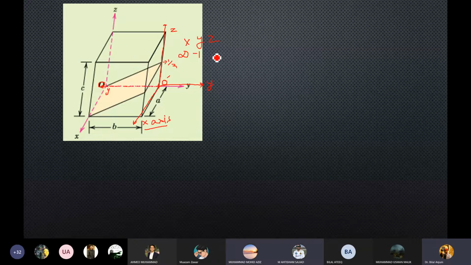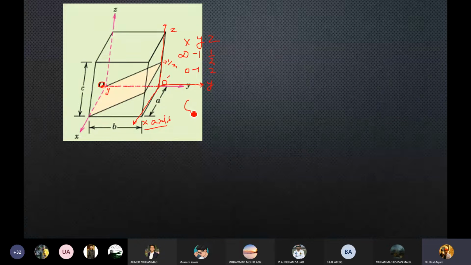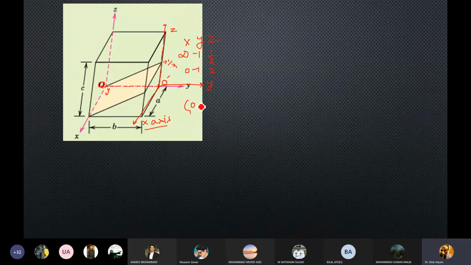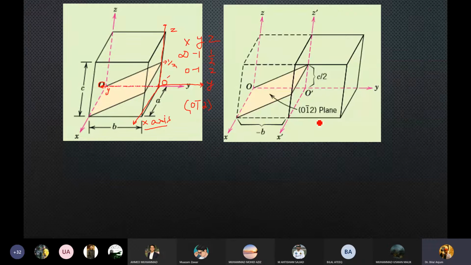Let's say this is half the cube length. Is the plane intercepting my z-axis? Yes, sir. What is the point? 1 by 2. Now, you would take the reciprocal of these: x would become 0, y would still remain as minus 1, and z would become 2. So you could write the Miller indices of the plane as 0, 1 bar, 2. So this is a 0, 1 bar, 2 plane as it is shown over here.